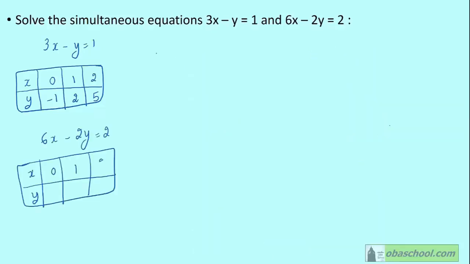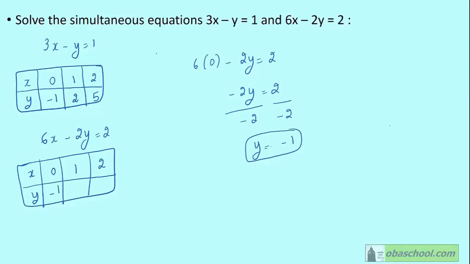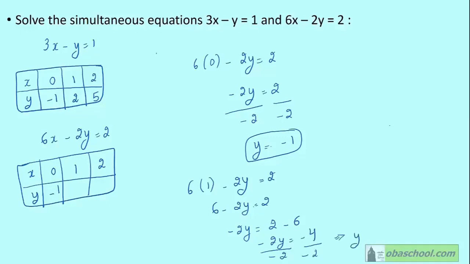Now for the second, when x is equal to 0, minus 2y is equal to 2, so divide both sides of the equal by minus 2, and y is equal to minus 1. Now when x is equal to 1, 6 minus 2y is equal to 2, so minus 2y is equal to 2 minus 6. Minus 2y is equal to minus 4. Divide both sides of the equal by minus 2, so y is equal to 2.